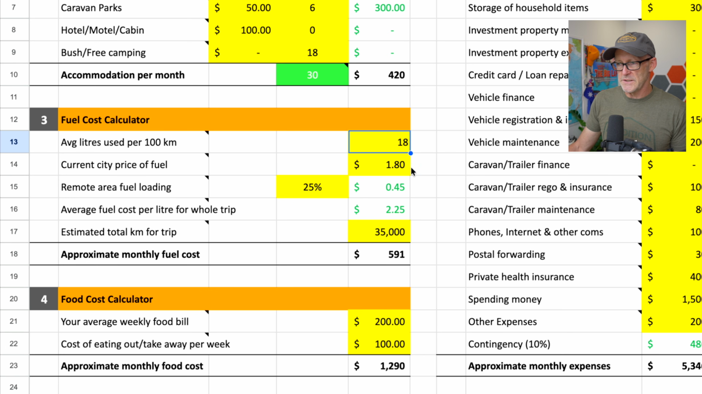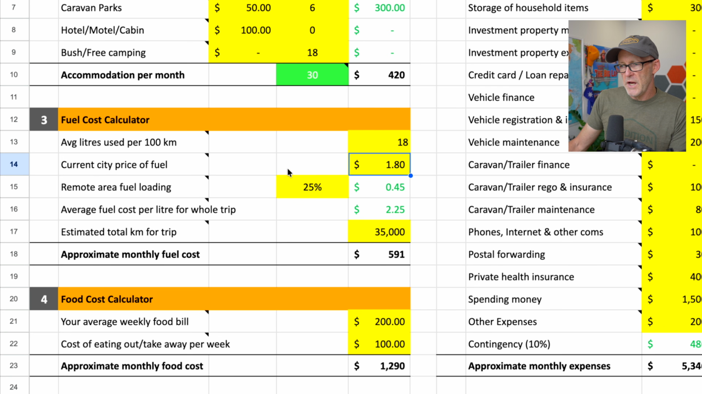What's the current city price of fuel? Obviously, that's a variable. When we did our trip 20 years ago, that average was about $1.30. Now it's more like $1.80 to $2. It does vary a bit. So what is it today, or what do you think it's going to be when you do your trip? If you're not planning to leave for 3 years, well then probably put something in higher than what's in there now.